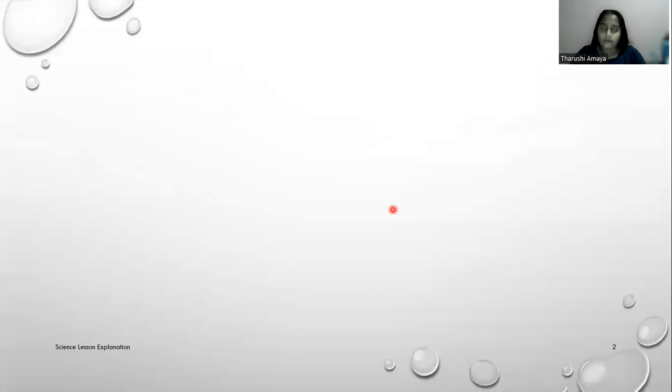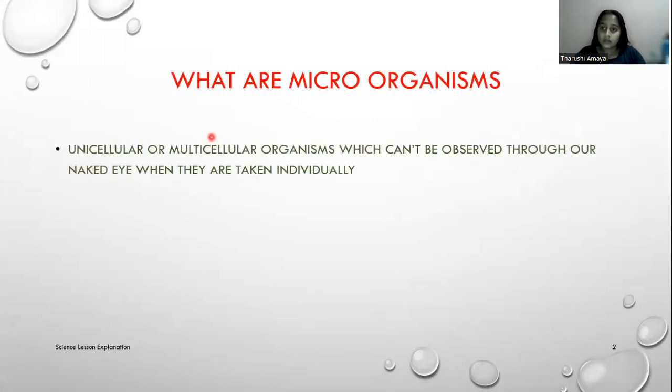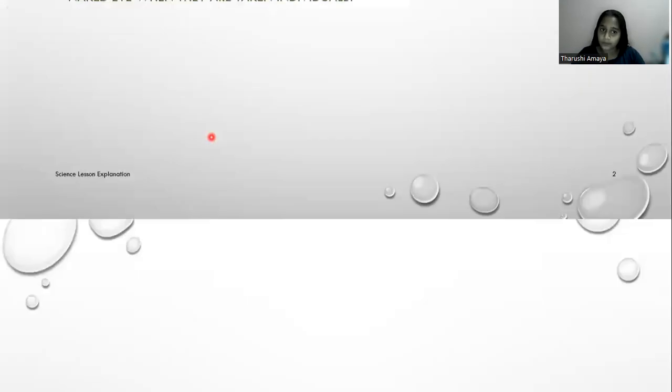Have you ever heard the word microorganisms? What are microorganisms? Microorganisms are unicellular or multicellular organisms that cannot be observed through our naked eye when they are taken individually. But we can see some reproductive organs of microorganisms with our naked eye. A microscope and an electron microscope are used to observe those microorganisms.